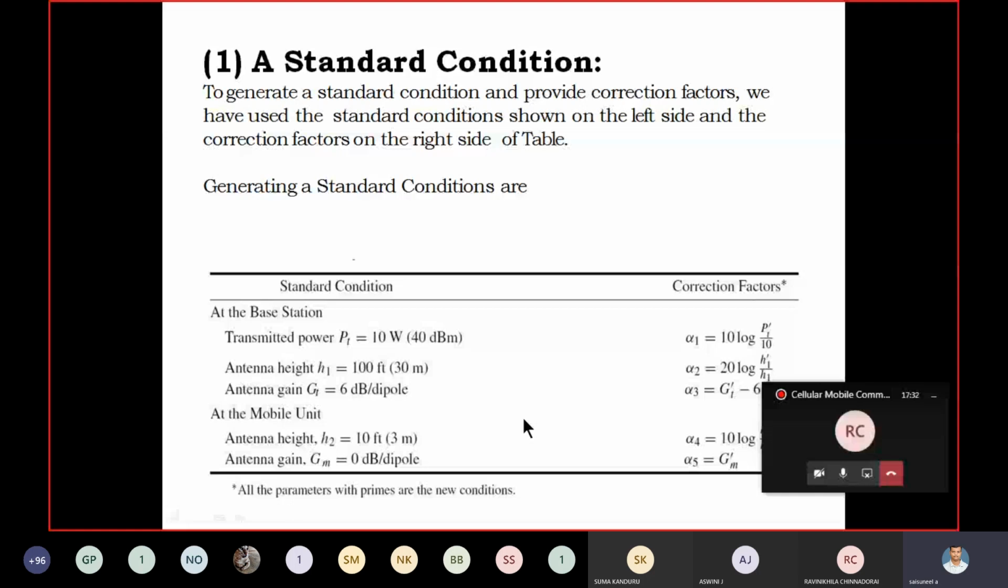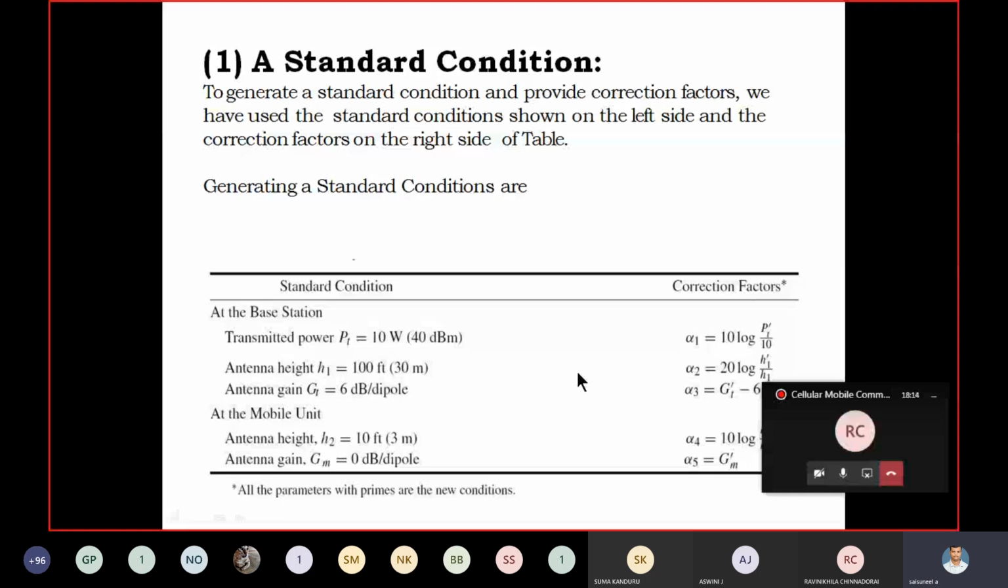Next one is antenna gain. Initially, GT is given, which is equal to 6 dB per dipole. Here, what is the correction factor? It's alpha 3, which is equal to GT dash minus 6. Here GT dash is nothing but the correction. How much correction?